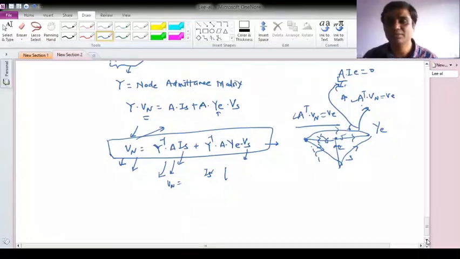Okay, and once you know the element voltages, you will be able to know the element currents also. Okay, so with this we stop here. We'll continue with numerical examples on nodal analysis. Okay, thank you very much.